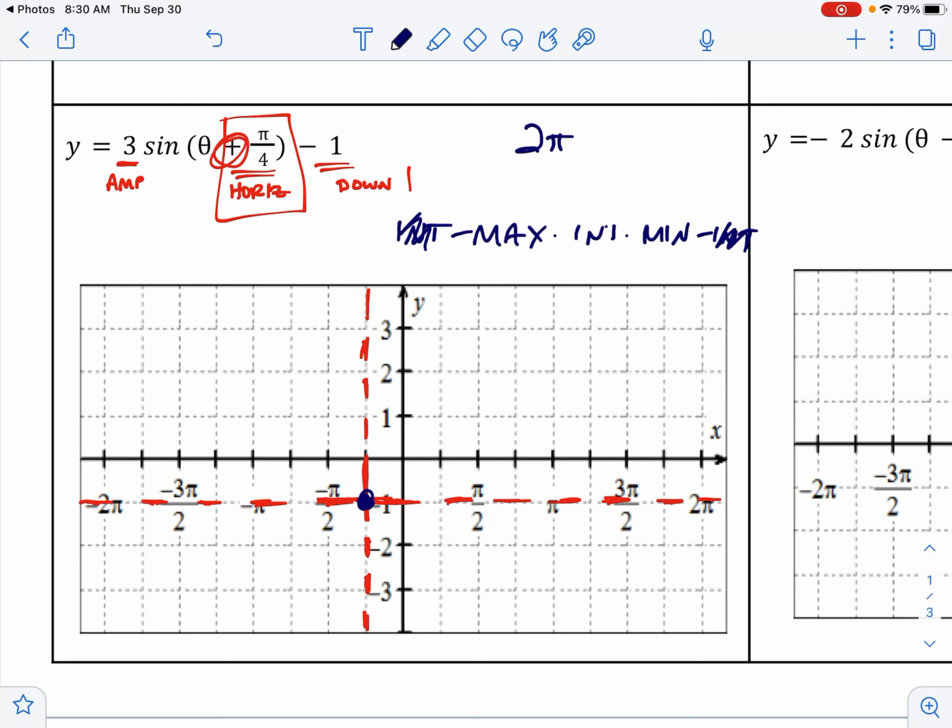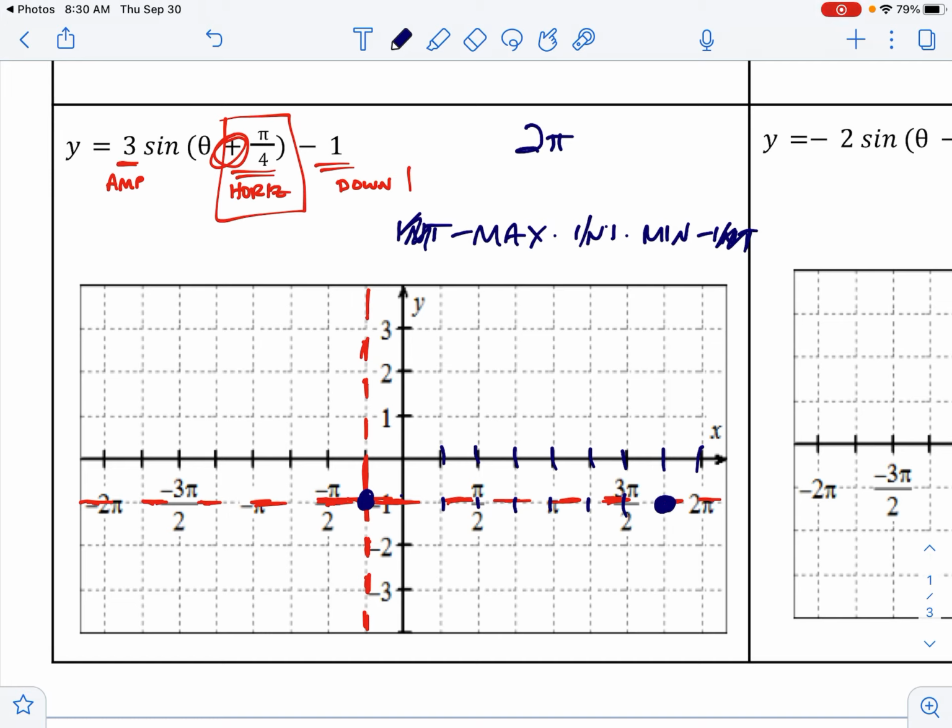Now be careful. 2 pi here is 1, 2, 3, 4, 5, 6, 7, 8 blocks. I cannot go to 2 pi to plot the point because I've had a shift. So I'm going to go 2 pi from that first point, which is 8 blocks. 1, 2, 3, 4, 5, 6, 7, 8. So there's my last point. That's very important that you pay attention to that detail.